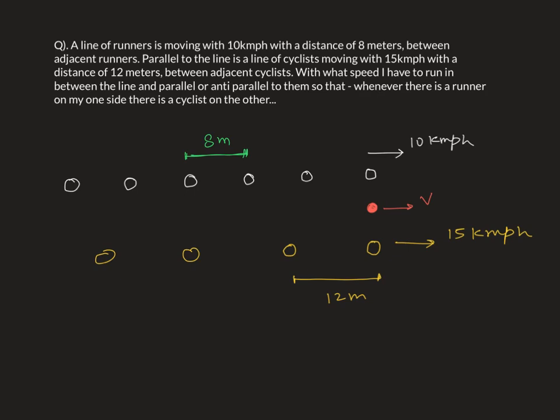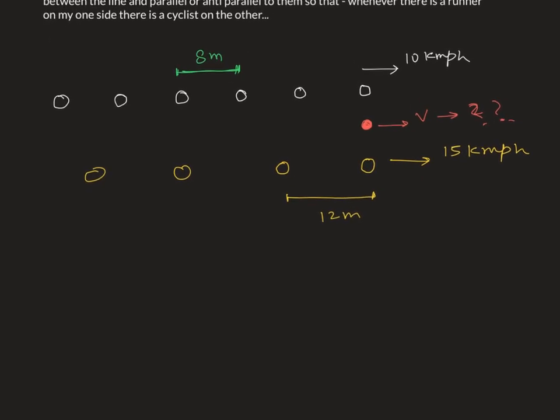Now coming back to the question, whenever there is a runner on one side, there is a cyclist on the other side. That is the question, and I have to find out the value of this speed v. How much is this speed v? Right. So what do I do? I start.